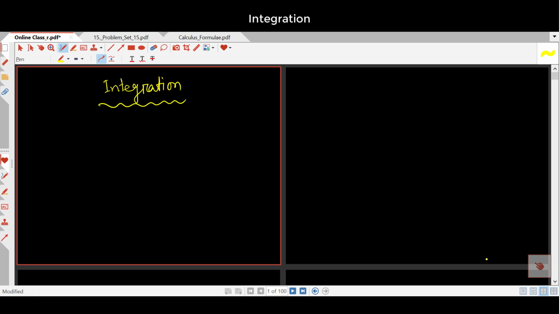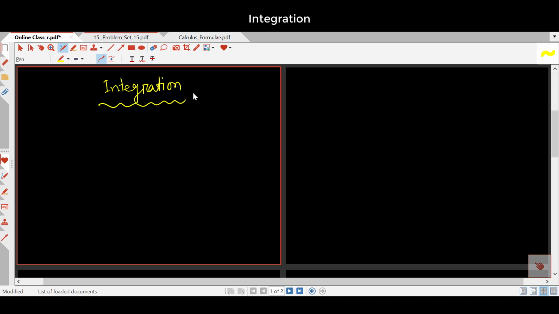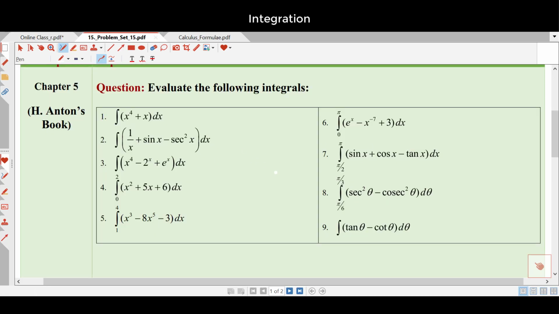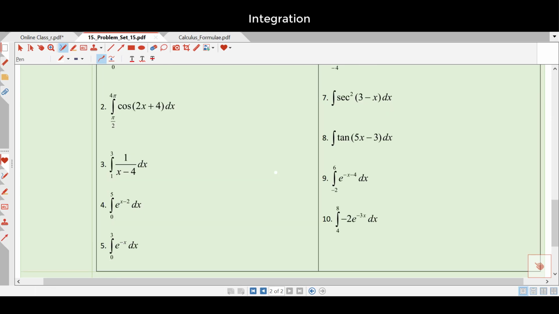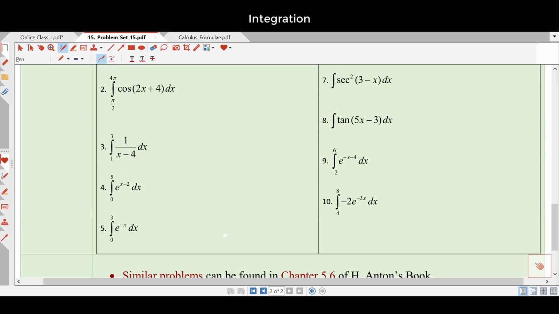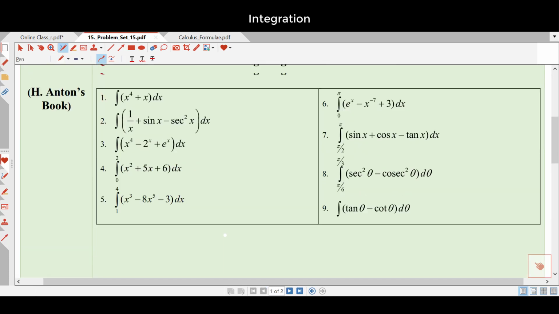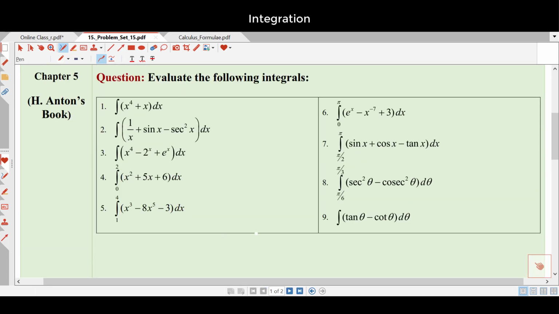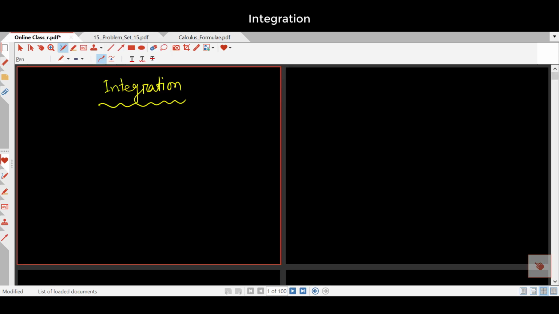I have provided you one problem set, so you can have a look at these problems, and there are some similar problems you can look at from this book, from chapter 5.6. Today we will try to solve these problems and get the idea of integration again. So let's start.